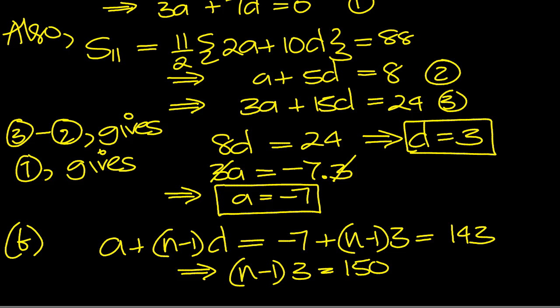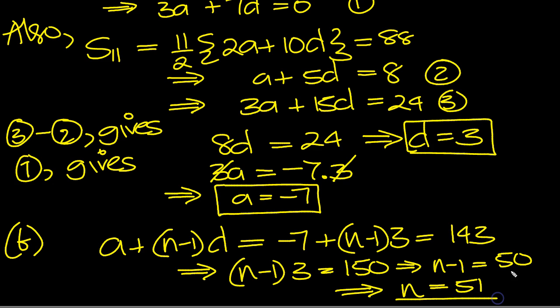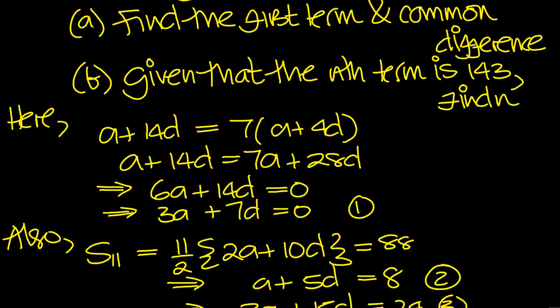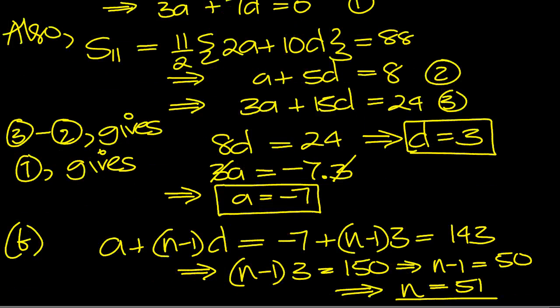Move the 3 now from times to divide, and we get n minus 1 is 150 over 3, and that's 50, and so that then tells us that n is equal to, move the 1 over to plus, 51. So n is 51, and that's the solution to part B.